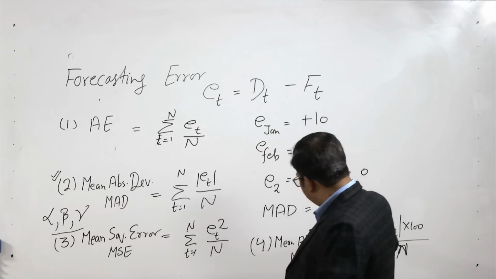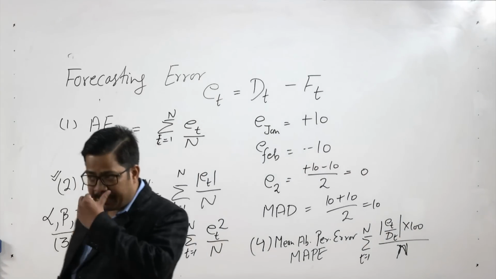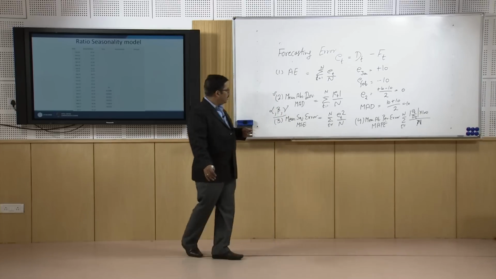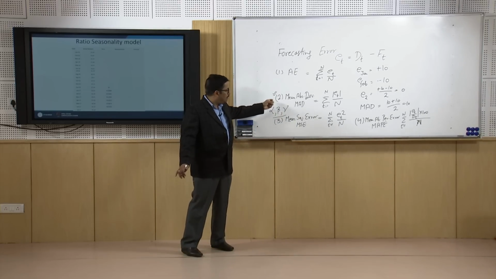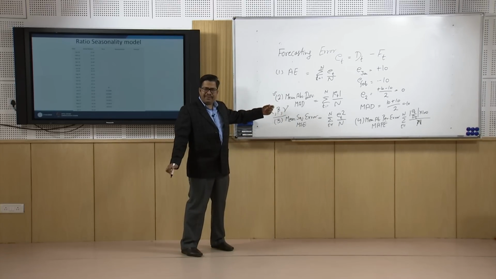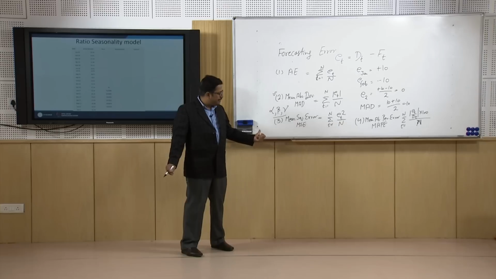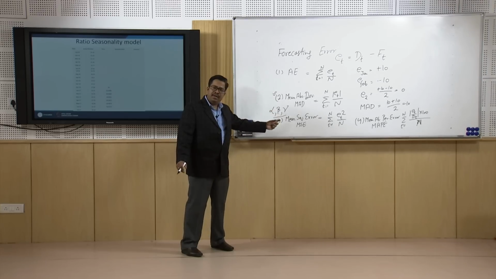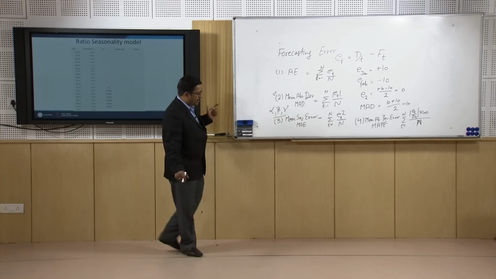So, this is one more measure of forecasting error, but out of these four, the most popular is mean absolute deviation. With the help of this mean absolute deviation, we will determine which method to use and which method is more suitable, and what values of alpha, beta, gamma are suitable for our particular case.